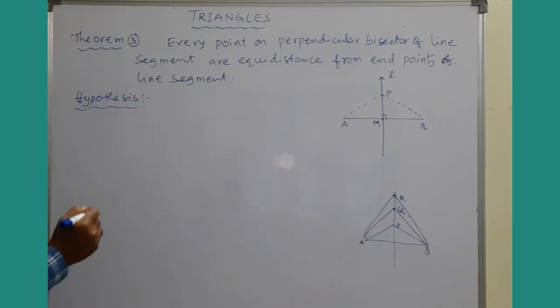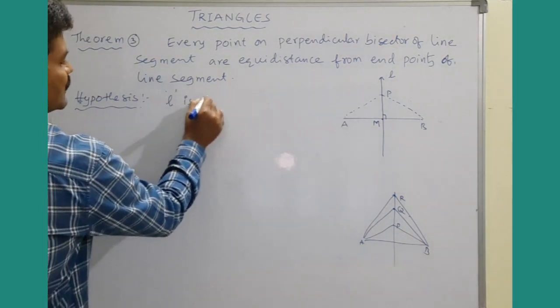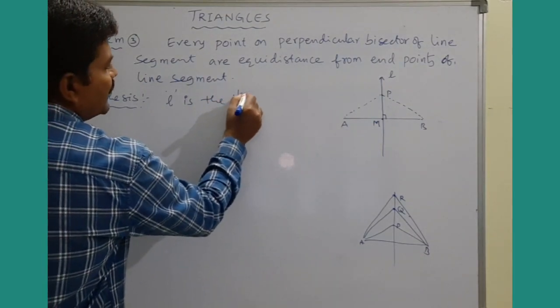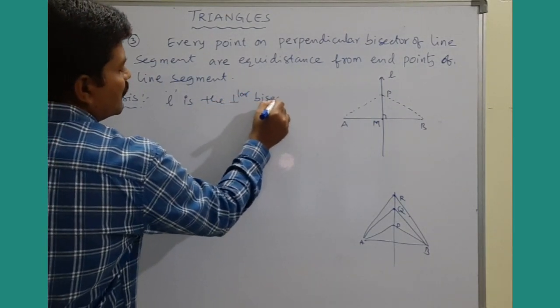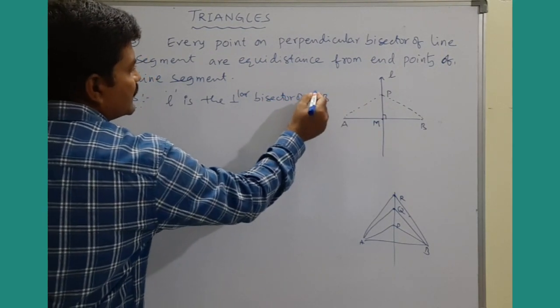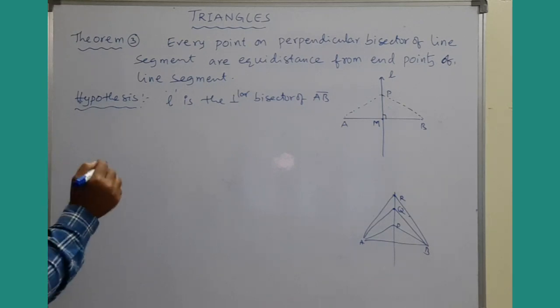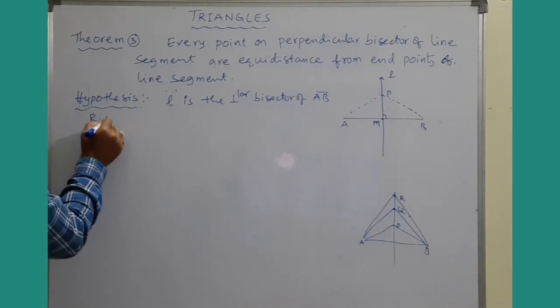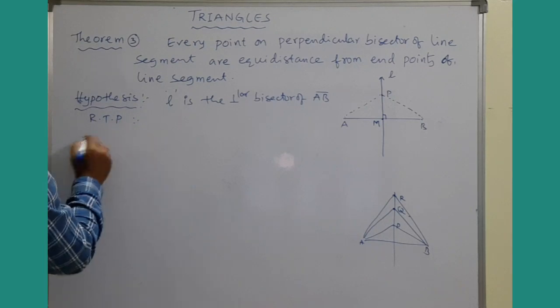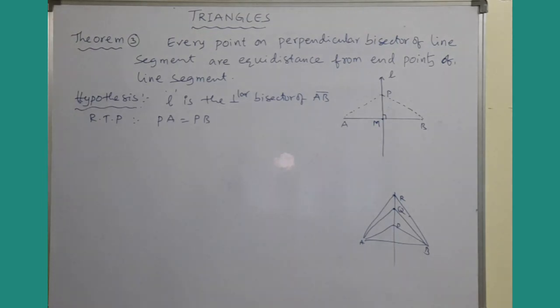What is that? Say some L is the perpendicular bisector of line segment AB. Okay. What we have to prove, or required to prove? Required to prove is nothing but PA is equals to PB. Right? Okay.